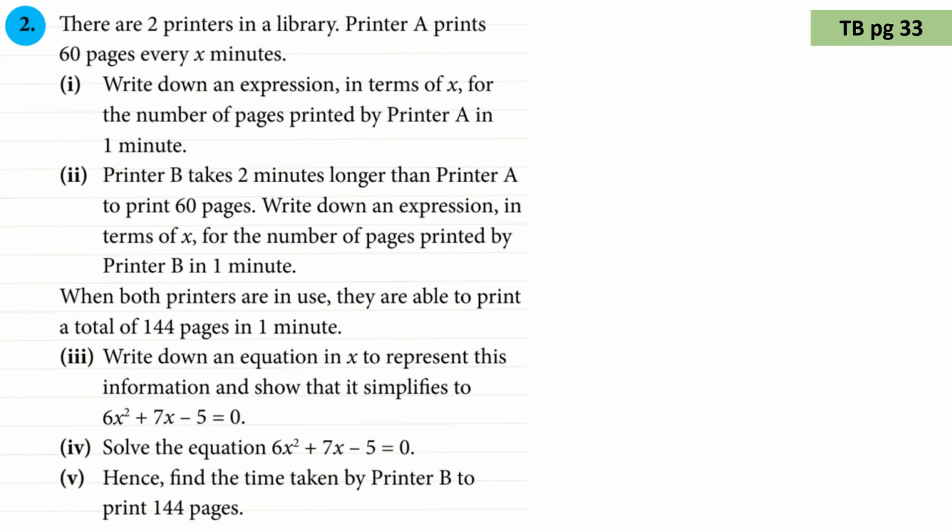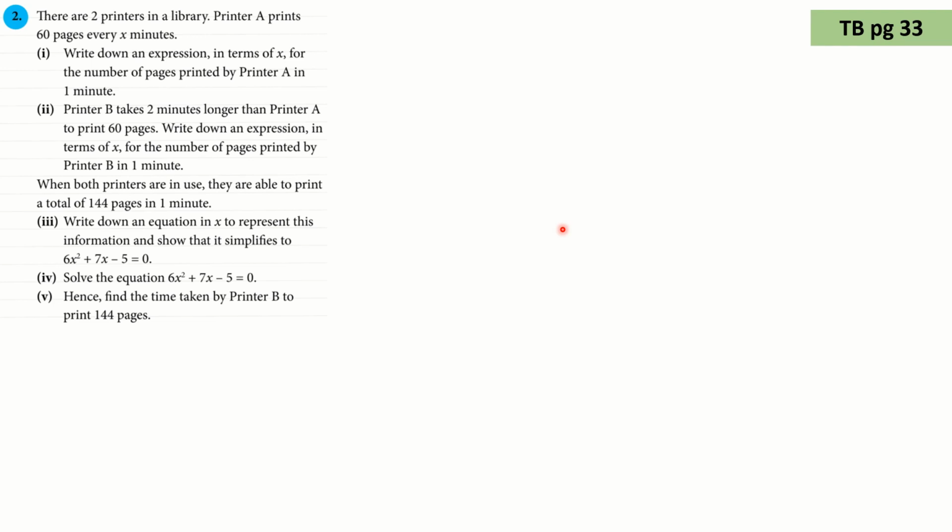So in this question, there are 2 printers in a library. Printer A prints 60 pages every X minutes. We want to first write down an expression in terms of X for the number of pages printed by printer A in 1 minute. So let's deal with question part I first. Let me just shrink this question down so that I have more writing space. So the number of pages printed by printer A in 1 minute will actually be 60 pages divided by X.